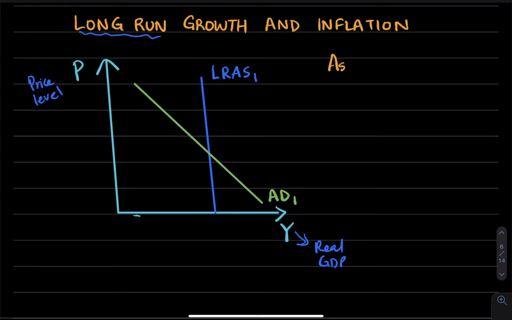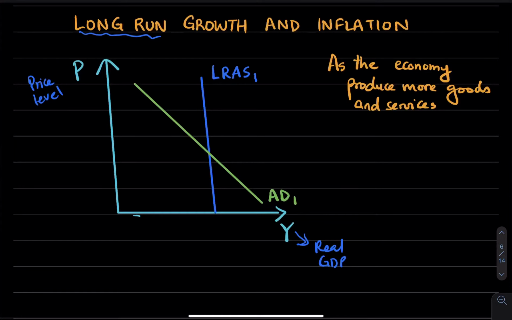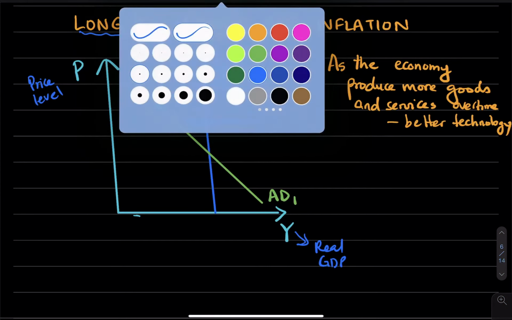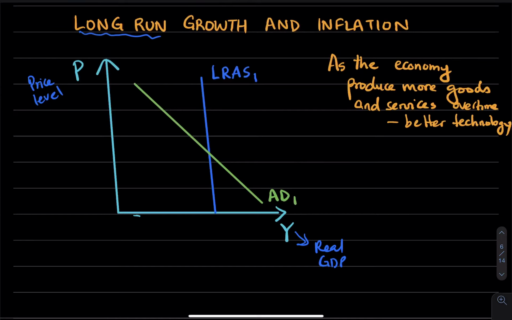As the economy produces more goods and services, perhaps because of better technology, but it could be because of anything, you know what would happen to the long-run aggregate supply curve. Produce more goods and services over time. Maybe this is because of better technology. You can then shift the long-run aggregate supply curve to the right.